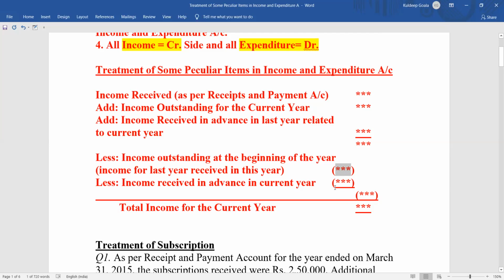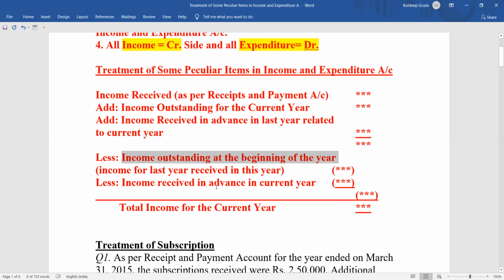If it is not mentioned how much of last year's money you have received this year, and no information is there, that indicates that the whole amount of last year has been received. So this whole amount will be deducted. Okay. That is why I have mentioned this income outstanding at the beginning of the year. If there is no information, then the whole of the income which is outstanding at the beginning of the year will be deducted.